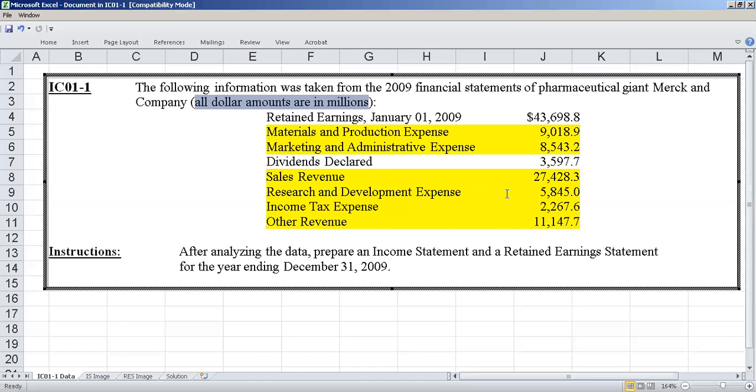All right. So it's very, very common for the big publicly traded companies to report their financial information not in whole dollars, but in thousands of dollars or in millions of dollars. Right? And Merck is reporting in millions of dollars. Right? So there's a lot of rounding that goes into coming up with 27,428.3 in millions. Right?